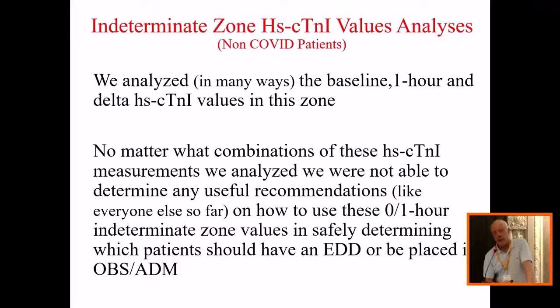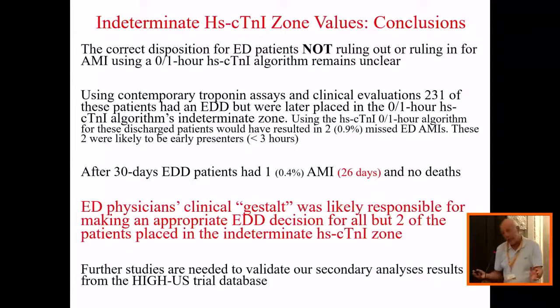We looked at these high sensitivity troponin levels within this zone, and no matter how hard we tried, whether we looked at the initial troponin, the delta, or anything, we could not use those to predict what actually happened and the decisions that were made by the clinicians to send people home or not to send them home. We couldn't do it. And so what we say in non-COVID patients is that it's still a challenging area to determine how to manage people that are in the indeterminate troponin zone.